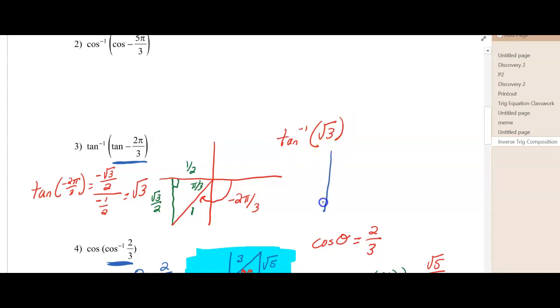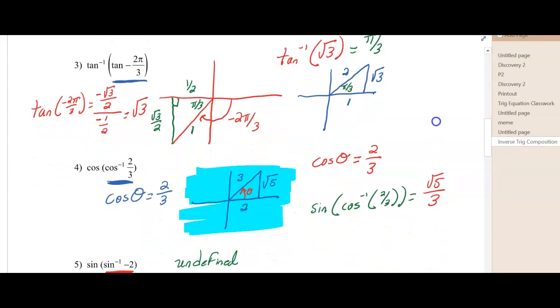Now, inverse tangent, remember, is restricted to quadrants 1 and 4. So I have to draw this picture in quadrant 1. Tangent is the opposite over the adjacent, and the hypotenuse would be 2 there. You should recognize this to be a 30, 60, 90. That reference angle is pi over 3. So the final answer here is pi over 3.